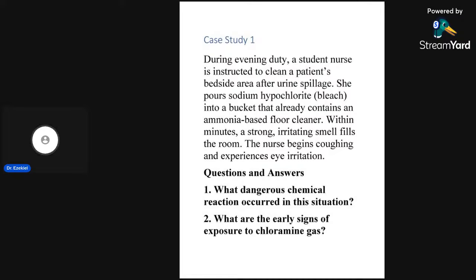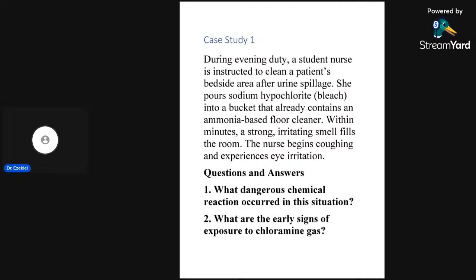Within minutes, a strong irritating smell fills the room. The nurse begins coughing and experiences eye irritation. What dangerous chemical reaction occurred? Then, what are the early signs of exposure to chloramine gas? The chemical reaction that occurred is that ammonia and sodium hypochlorite give off chloramine gas. Chloramine gas has a very strong odor and smell.